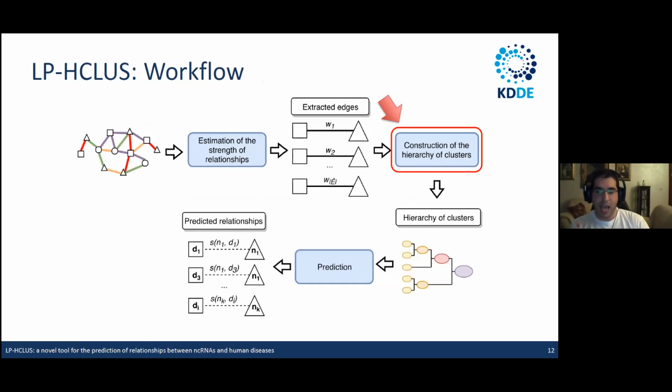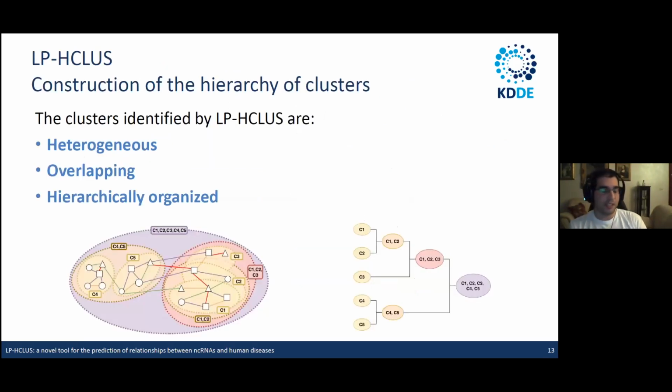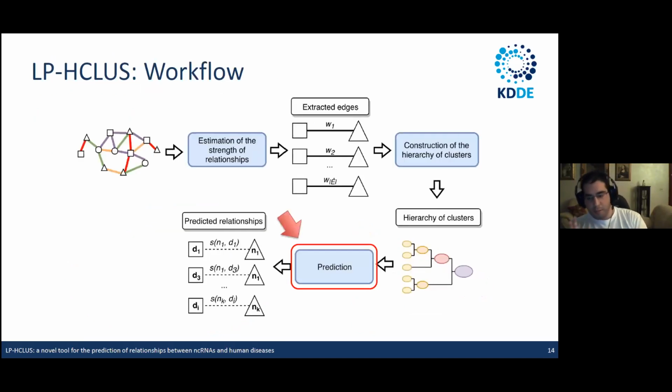The second step is the construction of the hierarchy of clusters. During this step, LP-HCLUS will identify clusters that are heterogeneous and overlapping, because they will contain different biological entities, and it will catch the multiple roles that they can play in the network. It will also construct a hierarchy of these clusters, which makes them easier to understand by researchers. These clusters are then exploited during the prediction step.